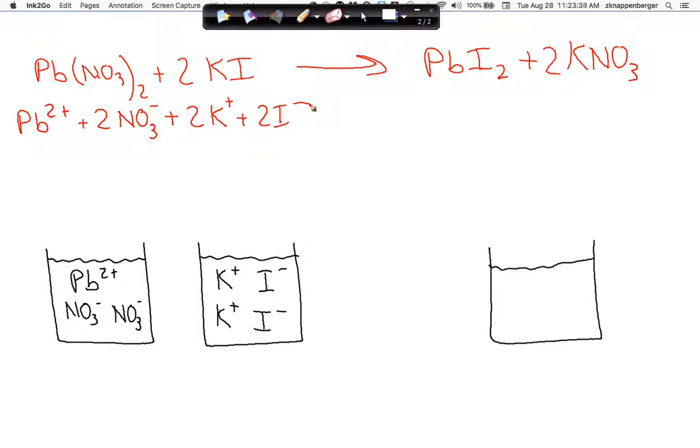Guys, we'll come back to this term in a minute, but what we're in the process of writing is what is called a complete ionic equation. Breaking the things into ions so we know what the pieces and the parts are. Now, guys, to finish this process, here's what I want you to do. Go down to the right-hand beaker and draw what's in there.